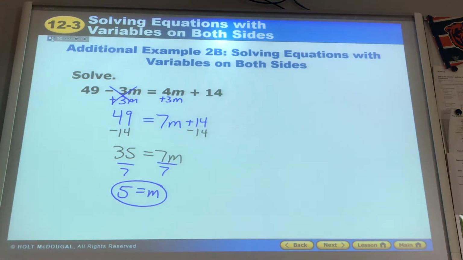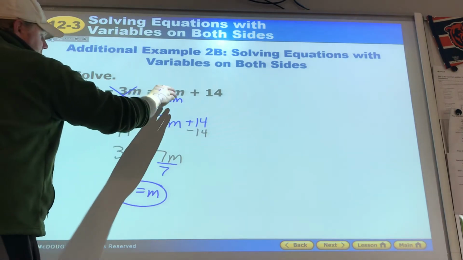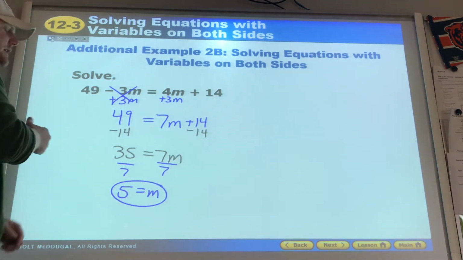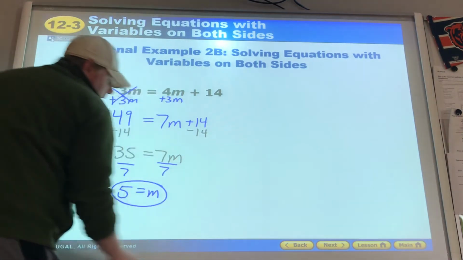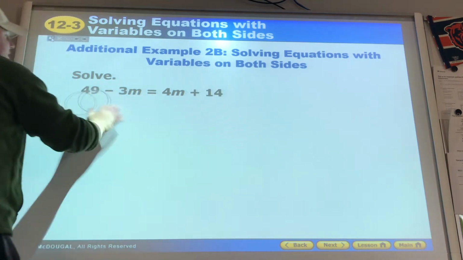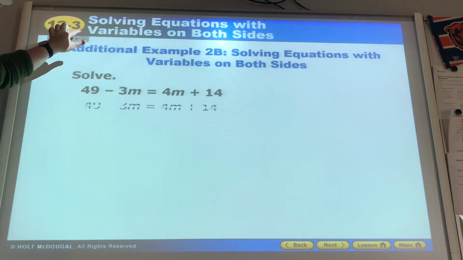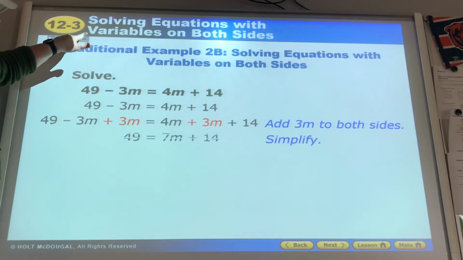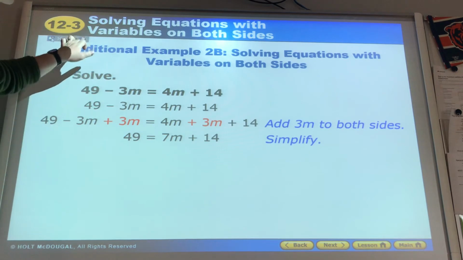And we have our answer. Now, many of you are saying, would the order matter if we added this second and subtracted that first? No, it would still work out the same way. And as long as we're combining like terms, they may even do it all in one step. Let's look at it. So, add 3m on both sides. When we do that, we simplify, we get this problem.